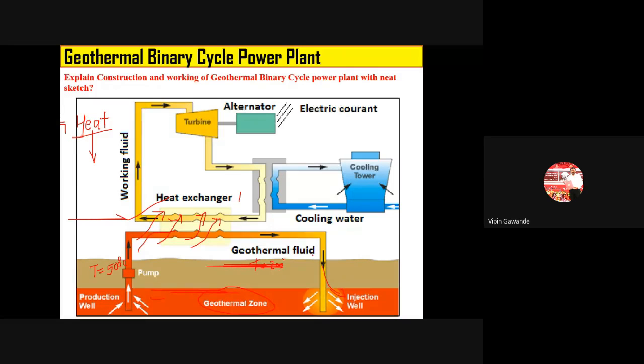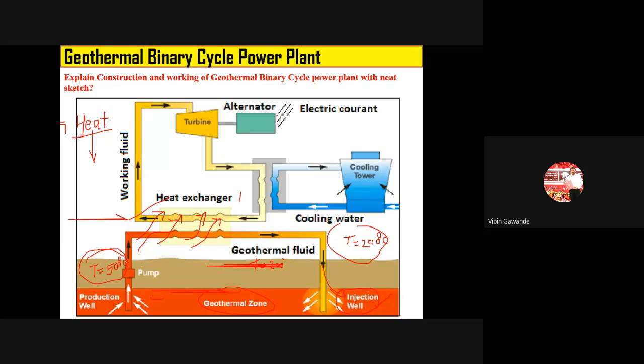So this is T equal to how much? This is 200 degrees Celsius now. This 200 degrees Celsius fluid is then rejected into the ground again. While taking the heat, we are taking the higher temperature, not the lower temperature. So the lower temperature fluid is supplied back to this geothermal zone.